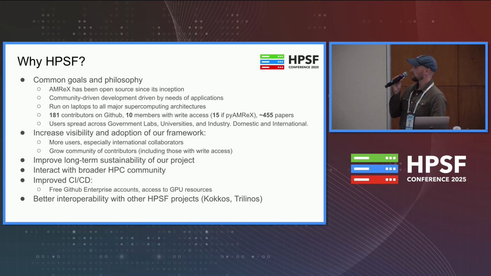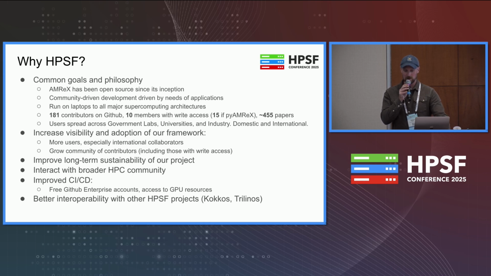When I checked this morning, we had about 181 unique contributors on GitHub. 10 of those members are part of our technical committee, which means they have the authority to merge pull requests. That number grows to 15 if you count people that can contribute to the Python bindings.